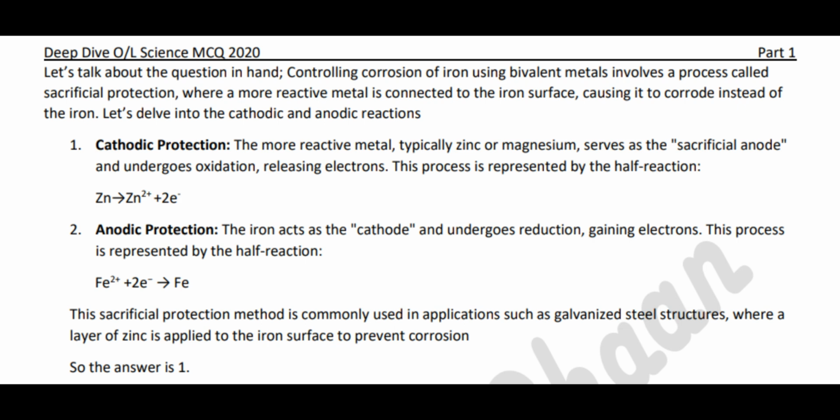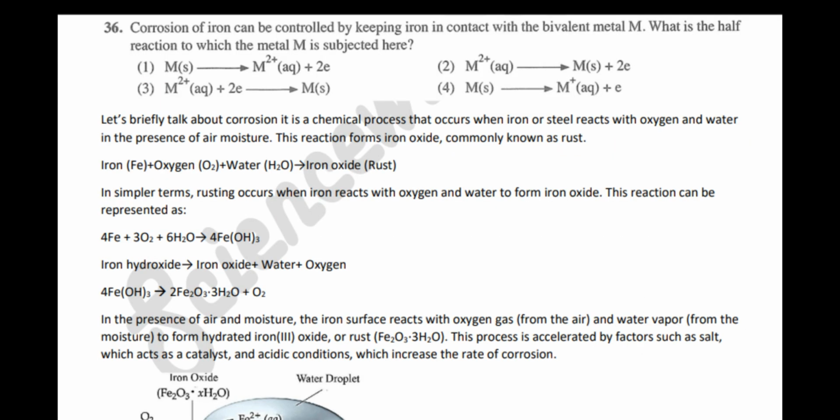This sacrificial protection method is used commonly in things such as galvanized steel structures, where a layer of zinc is applied to the iron surface to prevent corrosion. The answer is going to be number 1, M solid into M2+ aqueous plus 2 electrons.